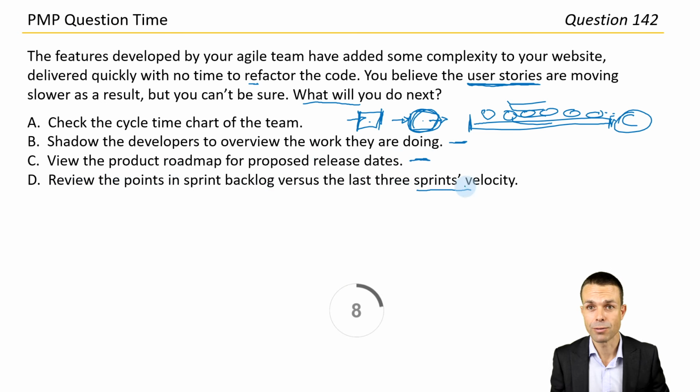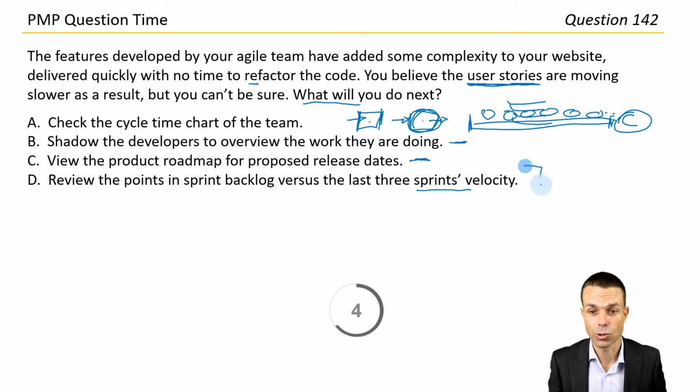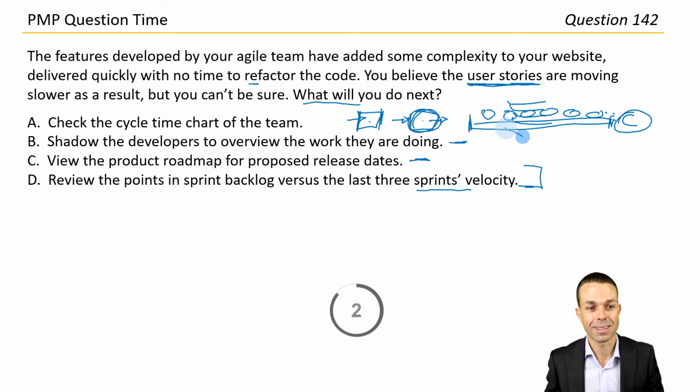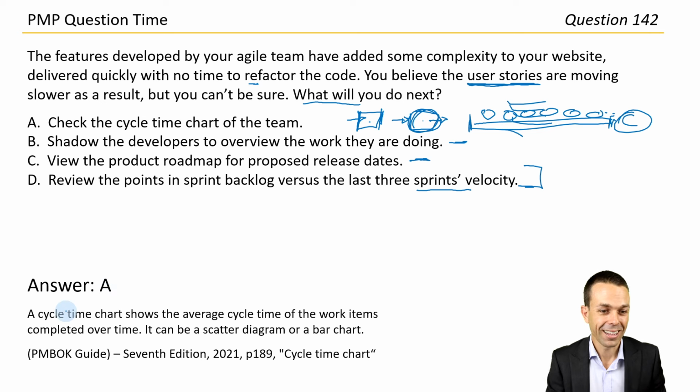That could give us a bit of an idea of how the team is tracking as a whole, but not just for the individual story cards. So for our purposes, I think let's go with answer A. All right, excellent work. A cycle time chart shows the average cycle time of the work items completed over time.